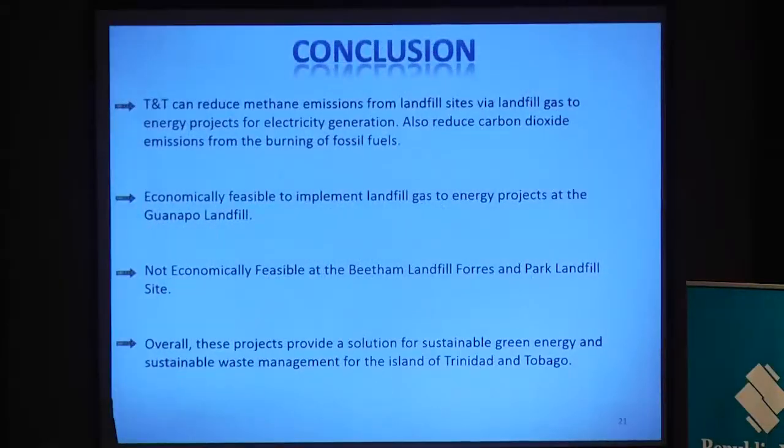In conclusion, there is potential for a landfill gas to energy project to be implemented in Trinidad and Tobago, which will reduce methane and carbon dioxide emissions and foster proper solid waste management at the nation's landfill. The Guanapo landfill gas to energy project can be a pilot project for the country's drive for renewable energy development by utilizing landfill gas as a fuel source.